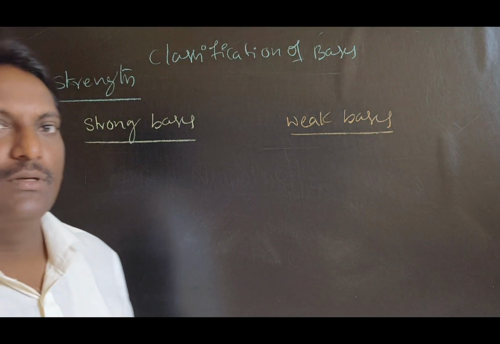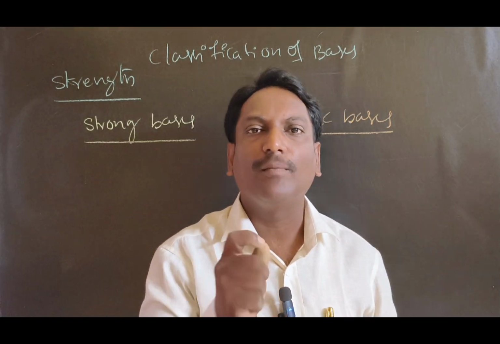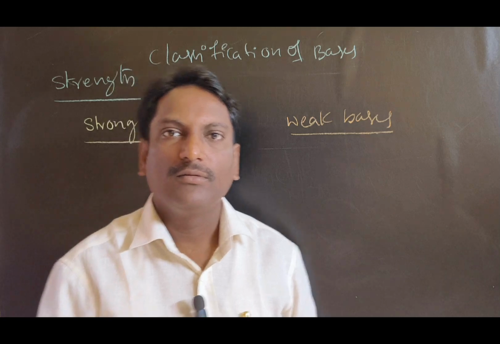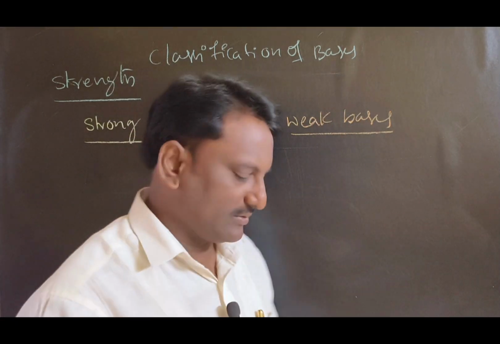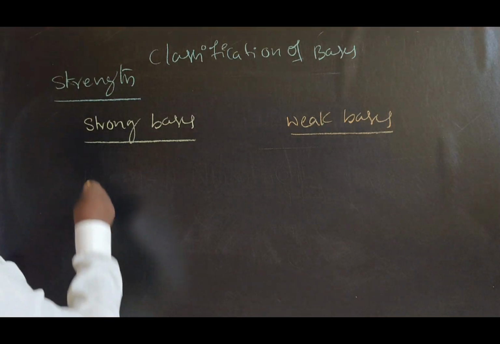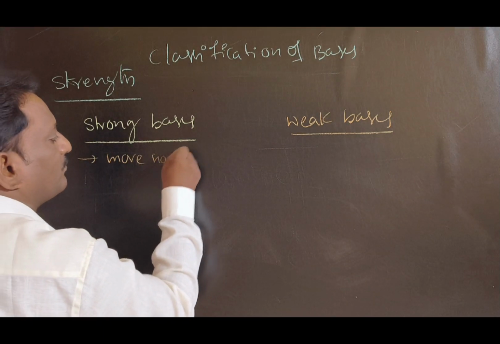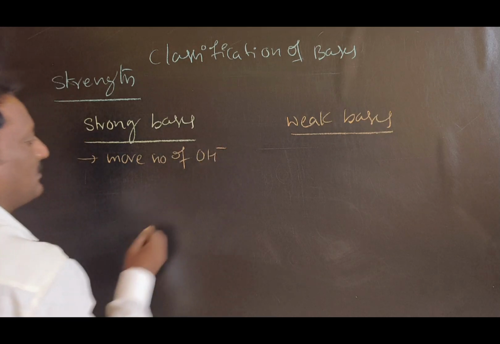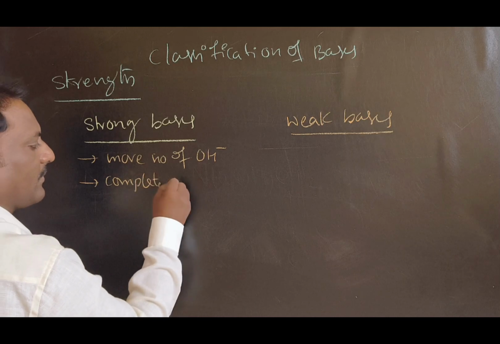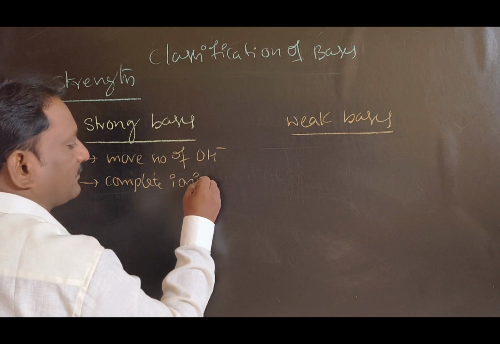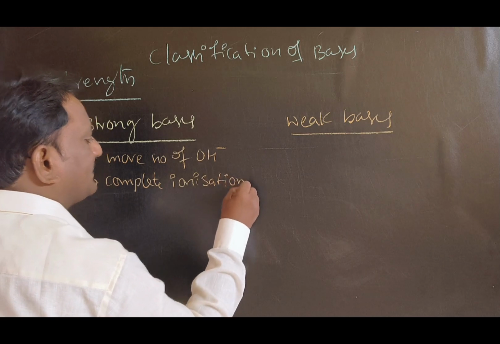Strong bases means bases that produce more number of OH minus ions on complete ionization. More number of OH minus on complete ionization, we call strong bases. That means the bases are ready to produce more number of OH minus ions on complete ionization.